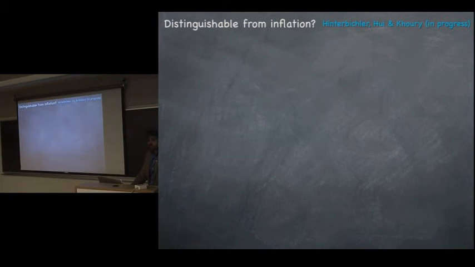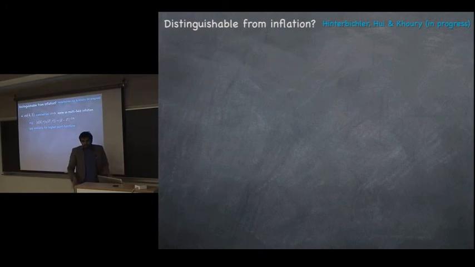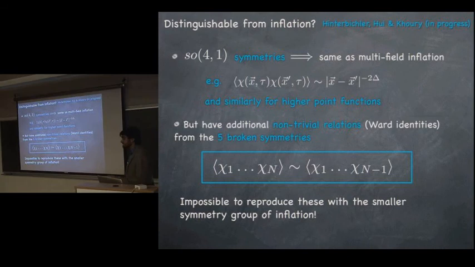Is it distinguishable from inflation? That's the key question. So now, it has the same SO(4,1) symmetries as spectator fields in inflation. So in particular, the 2-point function and all the higher point functions have the same structure that we saw earlier for spectator fields in inflation. So at that level, we say it's indistinguishable. But of course, it has more symmetries than inflation. It has these SO(4,2) symmetries that have been broken. There are 5 broken symmetries. So correspondingly, there should be some Ward identities for these 5 broken symmetries, relating n-point functions of these spectator fields with (n-1)-point functions.